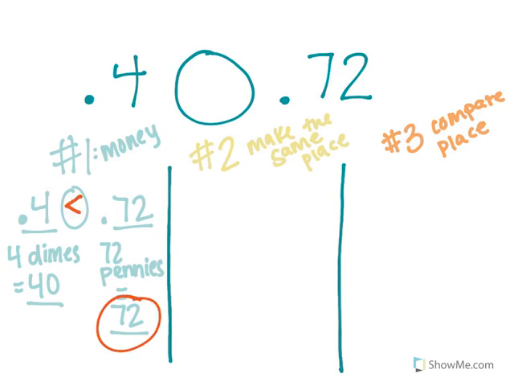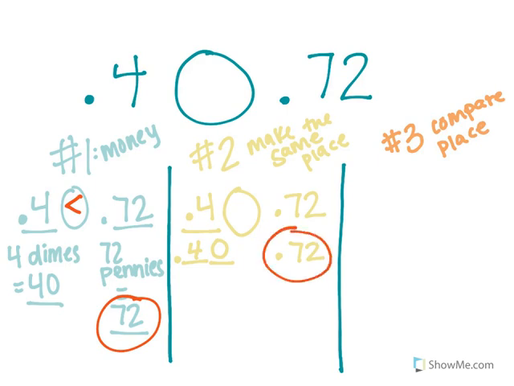Okay? Now, this is the same problem, but this time I'm going to do it another way. I have 0.4, and I'm comparing it with 0.72. Because 0.4 is only in the tenths place, I need to make it into the hundredths place. So I keep my line there, but I also make my line for the hundredths place, and I fill it in with the 0. So now I have 0.40 compared to 0.72. Which one's bigger? Once again, that 72 is bigger.